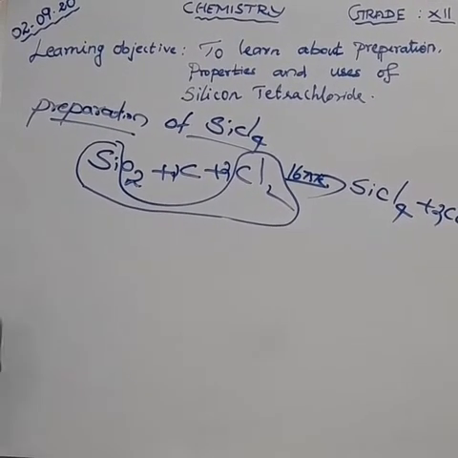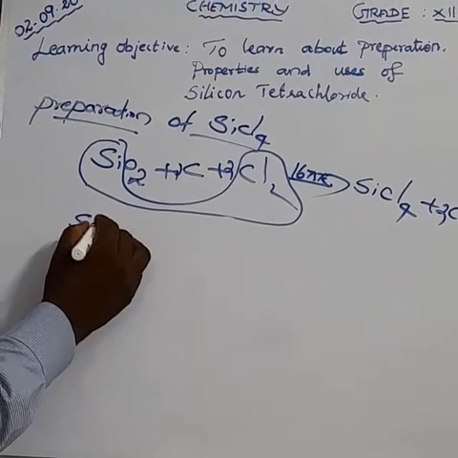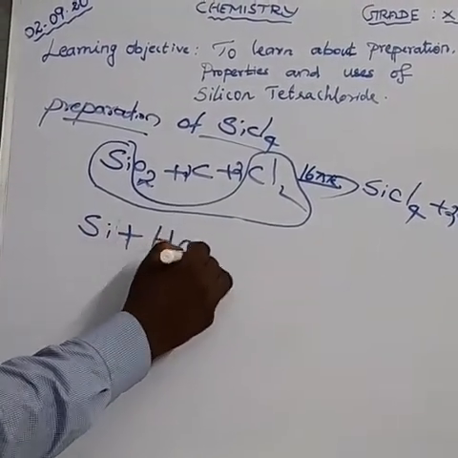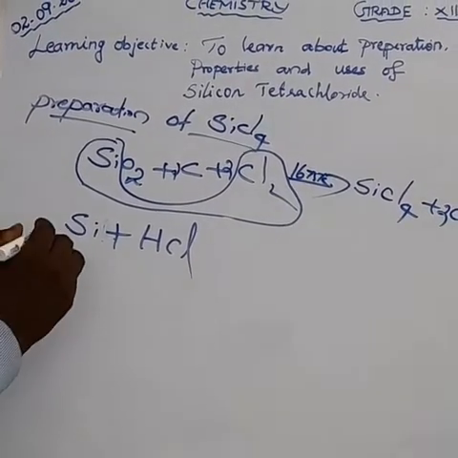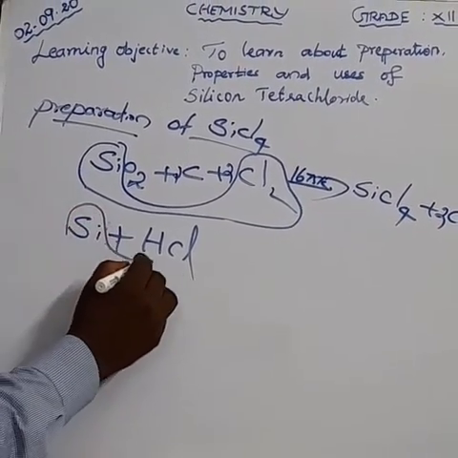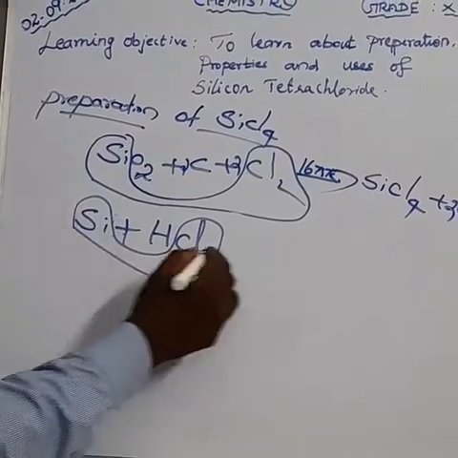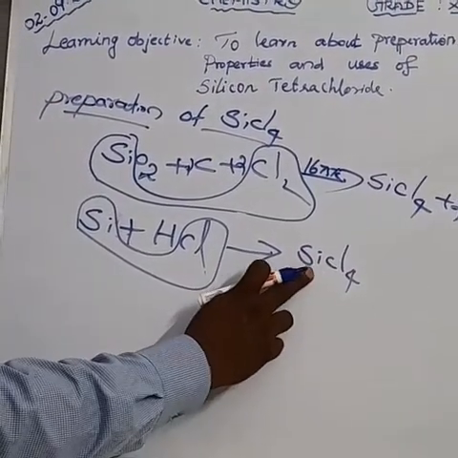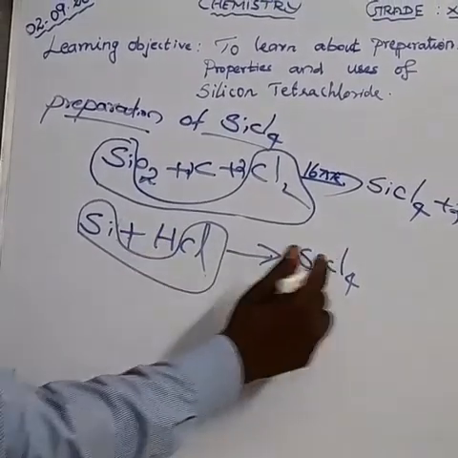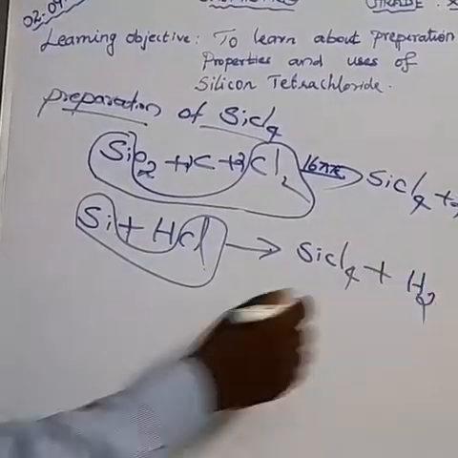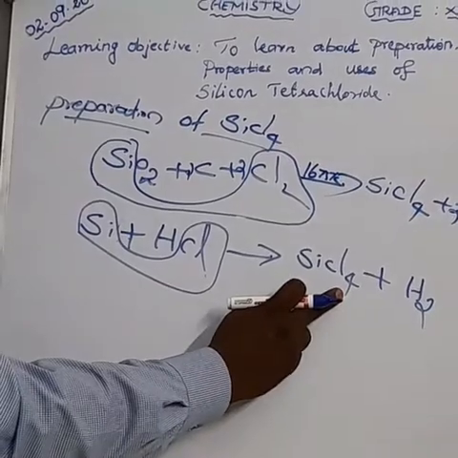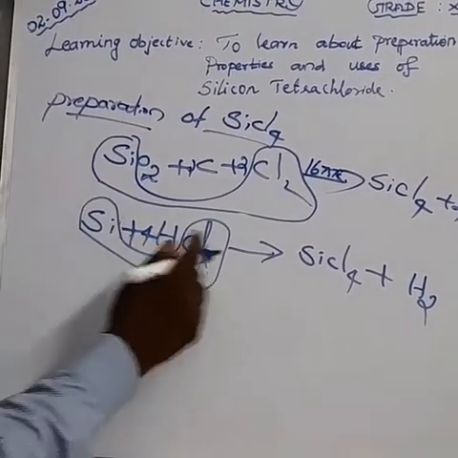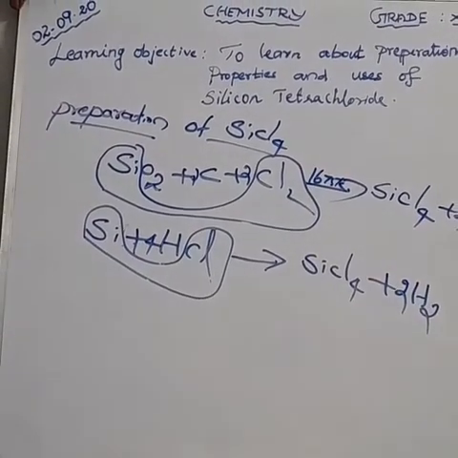The second one: silica reacts with hydrochloric acid, HCl. So this silica combines with Cl to form SiCl4, silicon tetrachloride, and hydrogen gas. How many chlorine atoms are there? 4, so make it 4 here. How much hydrogen is there? 4, so make it 2 here. Now the equation is balanced.